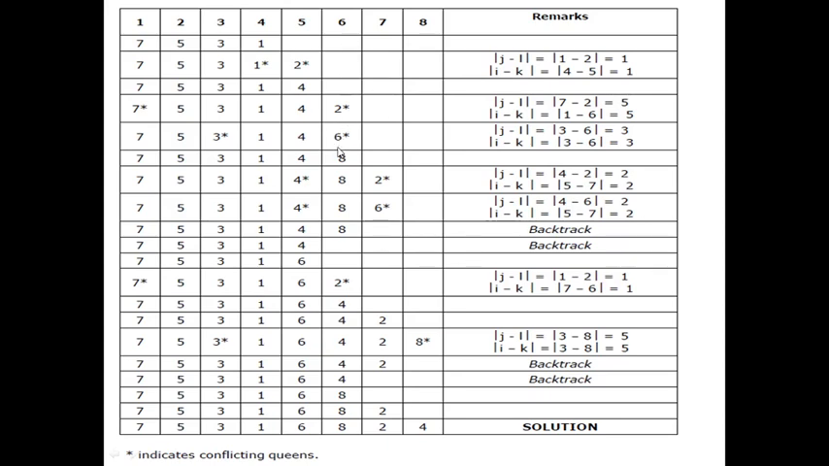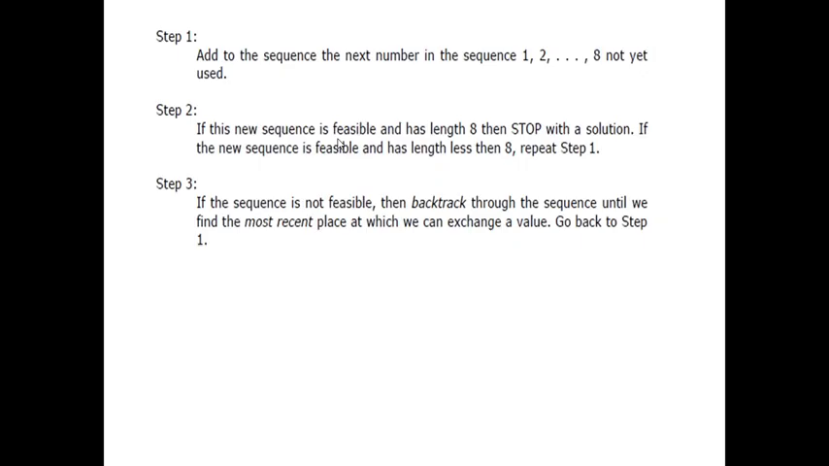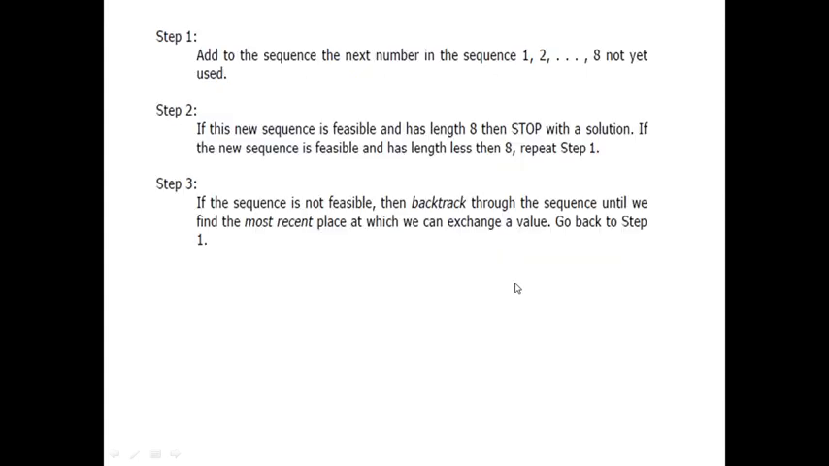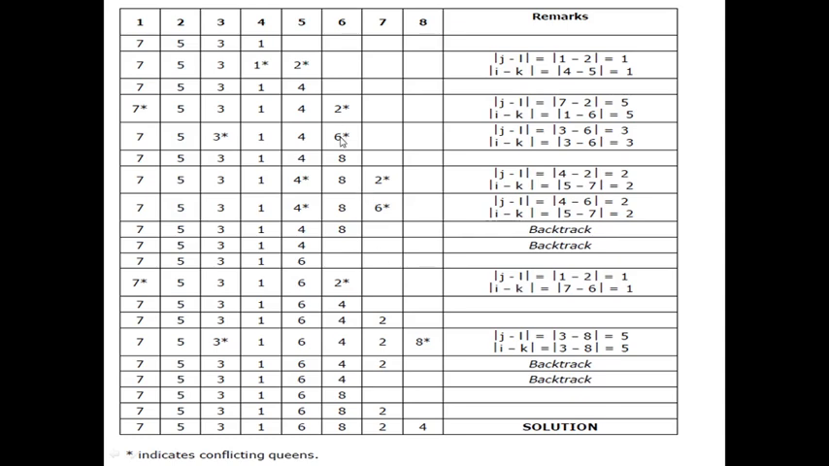Then the next row, which number? You have 7 5 3 1 4. The next is 2. We are taking 2. 2 also has a conflict, therefore you cannot put it in 2. Then you can try 6. 6 is also giving you a conflict. If you put it on 6, there is a diagonal conflict. I hope you are seeing it. There is a diagonal conflict, therefore you cannot put it. Therefore the next option is 8, you put it there.